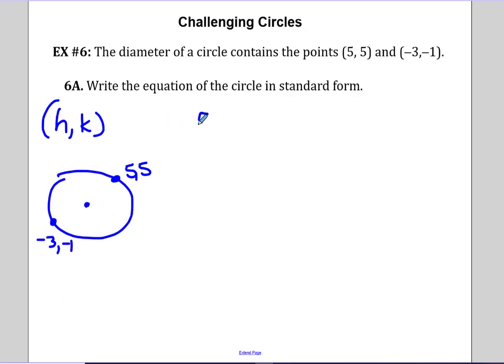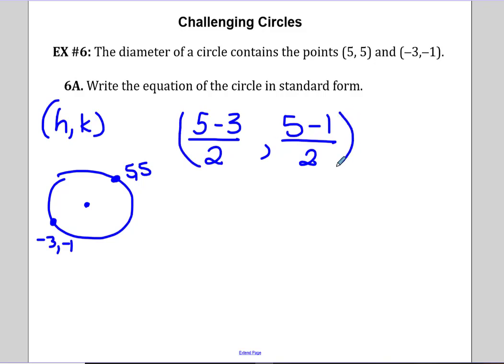So if you think about it that way, we could say 5 minus 3, because I'm adding them up and cutting that in half, and then 5 minus 1, add those up and cut it in half. By taking the average, that would give us the center point, (h, k). So this is going to be 2 over 2, so 1, and 4 over 2 is 2. So this is our center point at (1, 2).